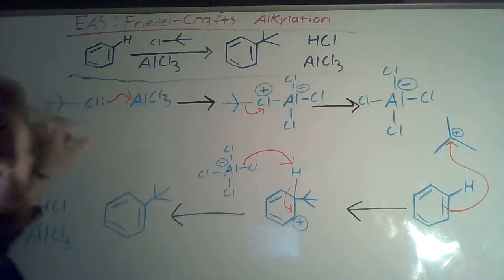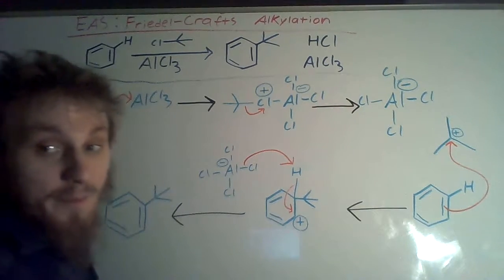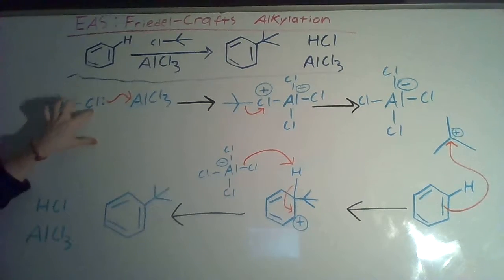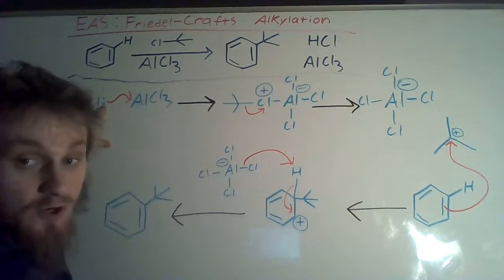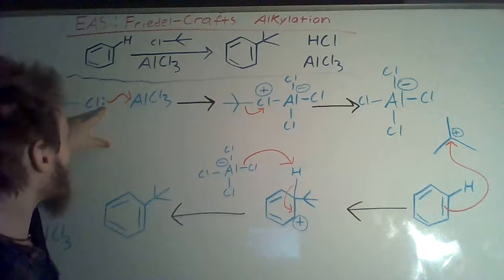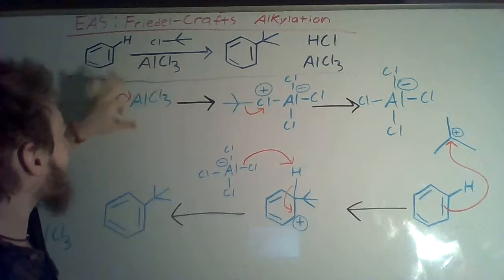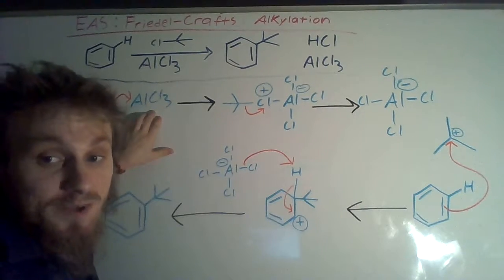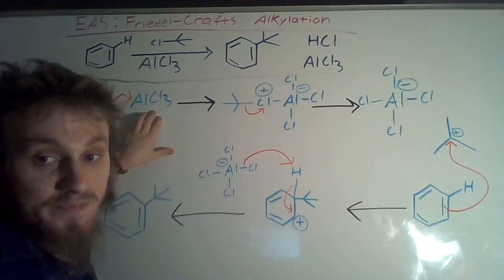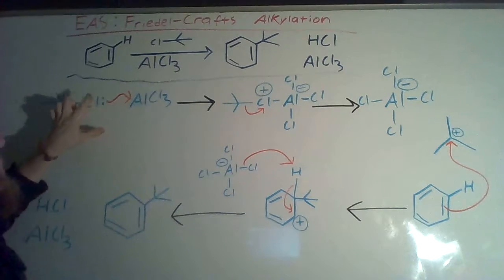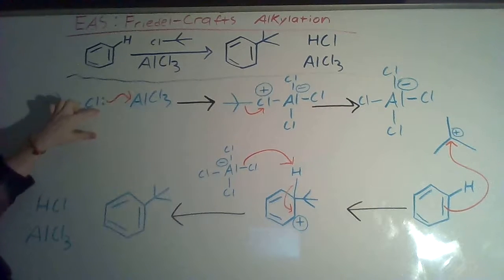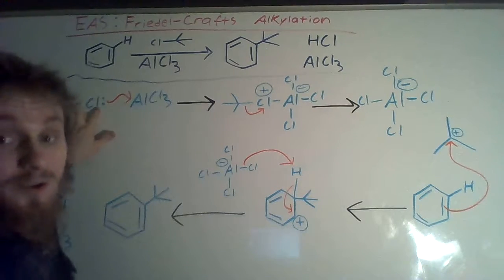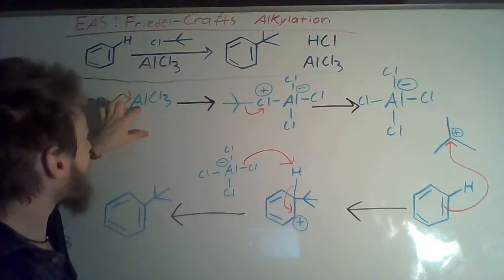Now, our alkyl chloride is actually going to act as a Lewis base, an electron pair donor. So this alkyl chloride is going to donate electrons into this Lewis acid here, right? This aluminum trichloride is going to act as a Lewis acid, an electron pair acceptor. So, a lone pair on this chlorine atom here, the chlorine in our alkyl chloride, is going to form a coordinate covalent bond with this aluminum.